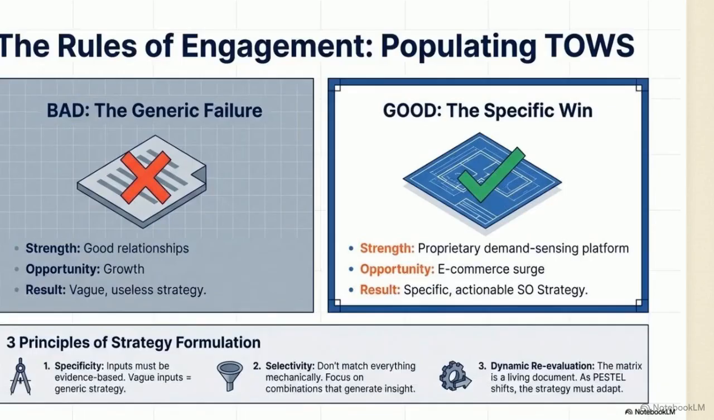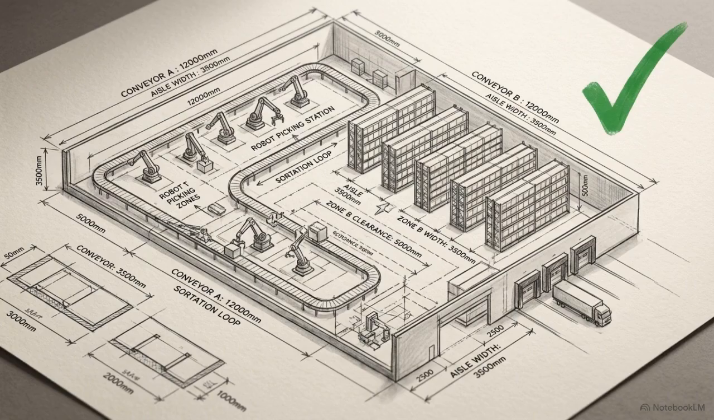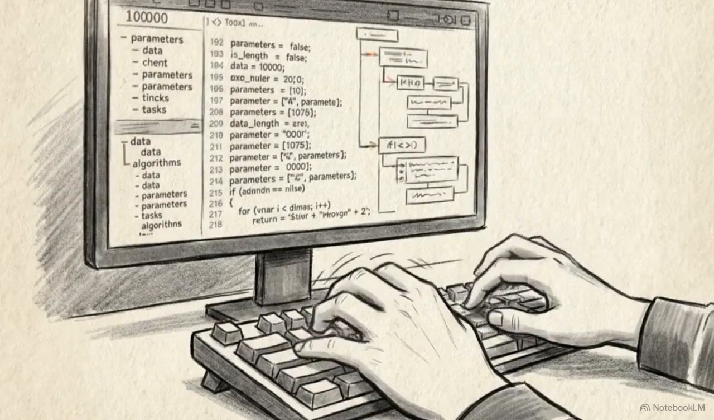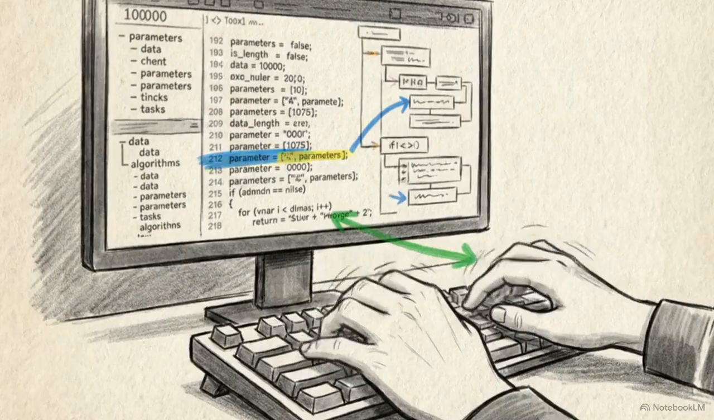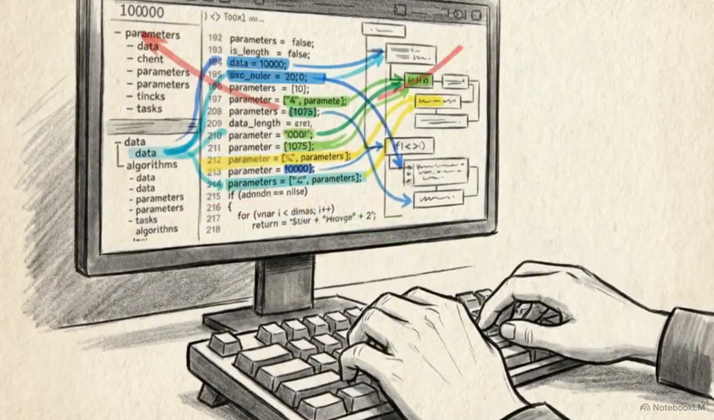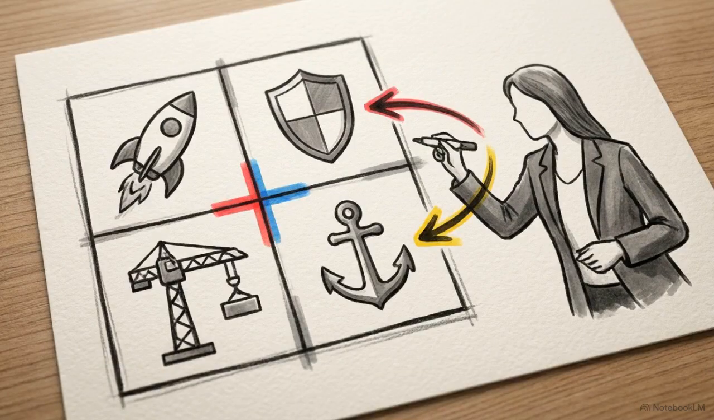Now look at the specific win. When you combine evidence-based inputs, like a proprietary platform and a measured e-commerce search, you create a highly specific, executable strategy. The rule of engagement is simple. The strategic options generated by your TOWS matrix will only ever be as sharp and actionable as the precise evidence you feed into it. Review your populated matrix. You now possess the strategic logic required to guide your next moves.